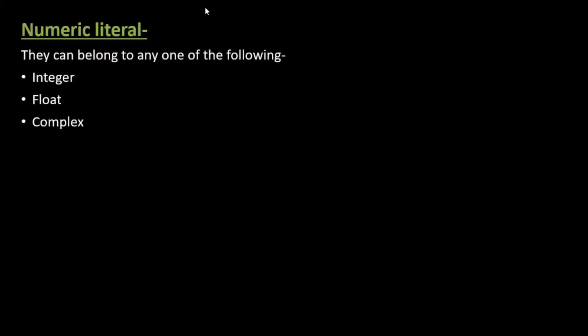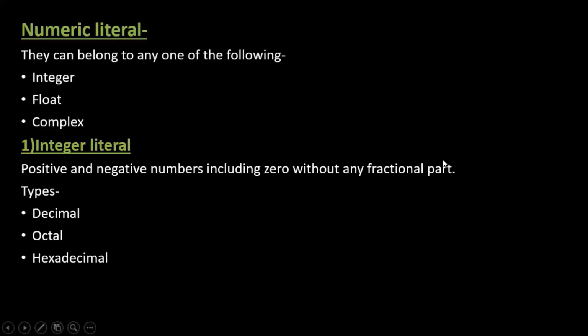Okay, so now the next category is numeric literals. Basically there are 3 types of numeric literals: integers, floats, and complex numbers. So first we will discuss integer literals. Integer literals are basically positive and negative numbers, including 0, without any fractional part.